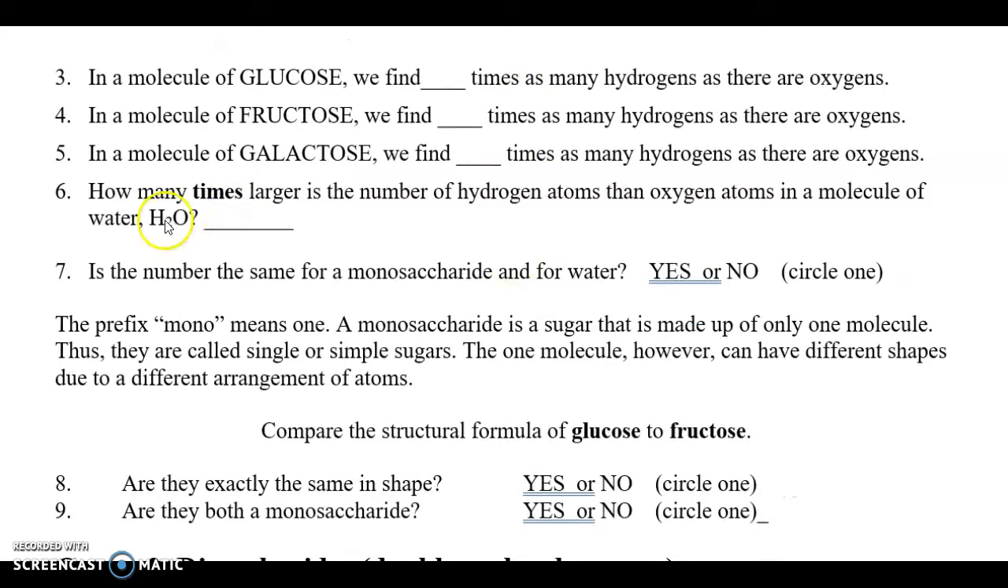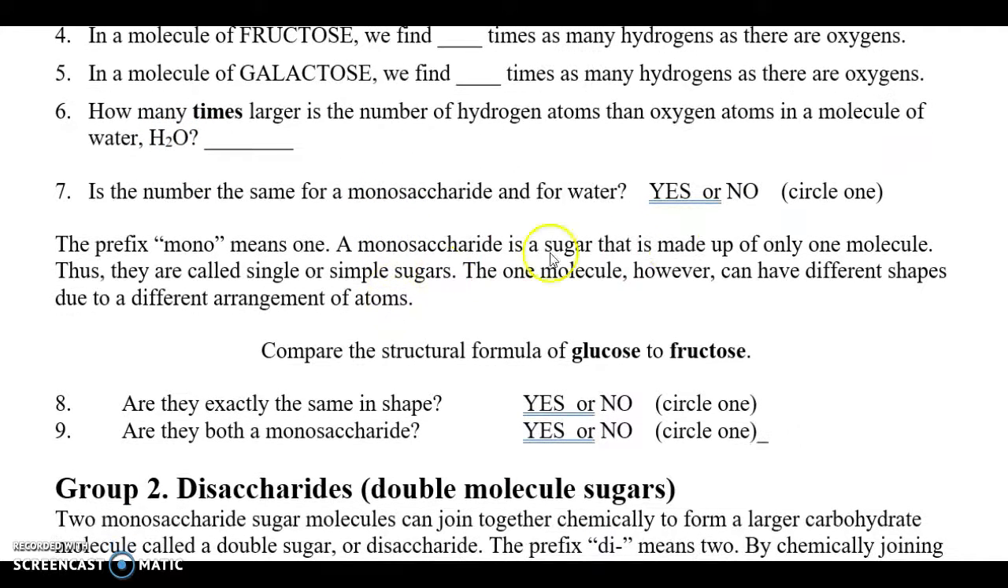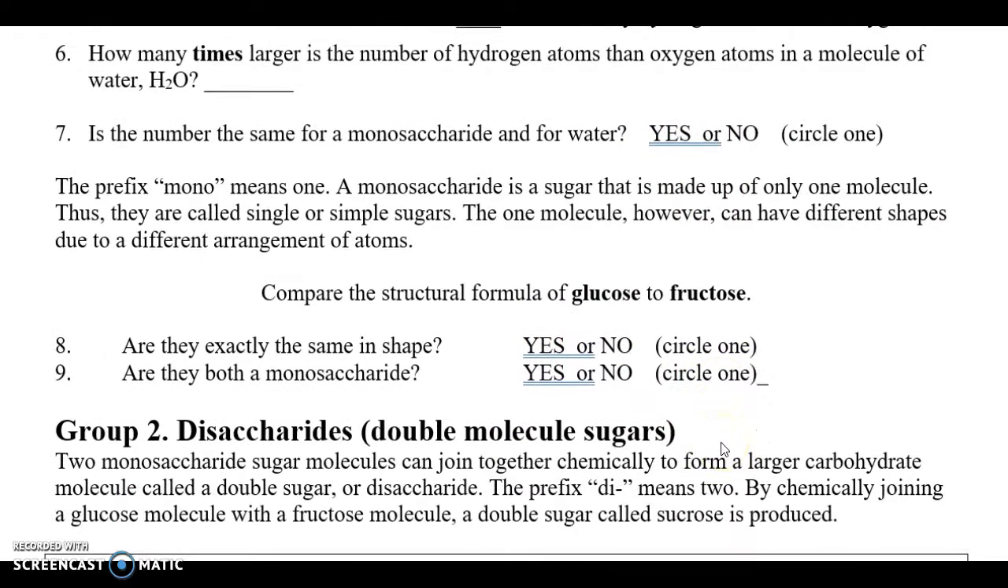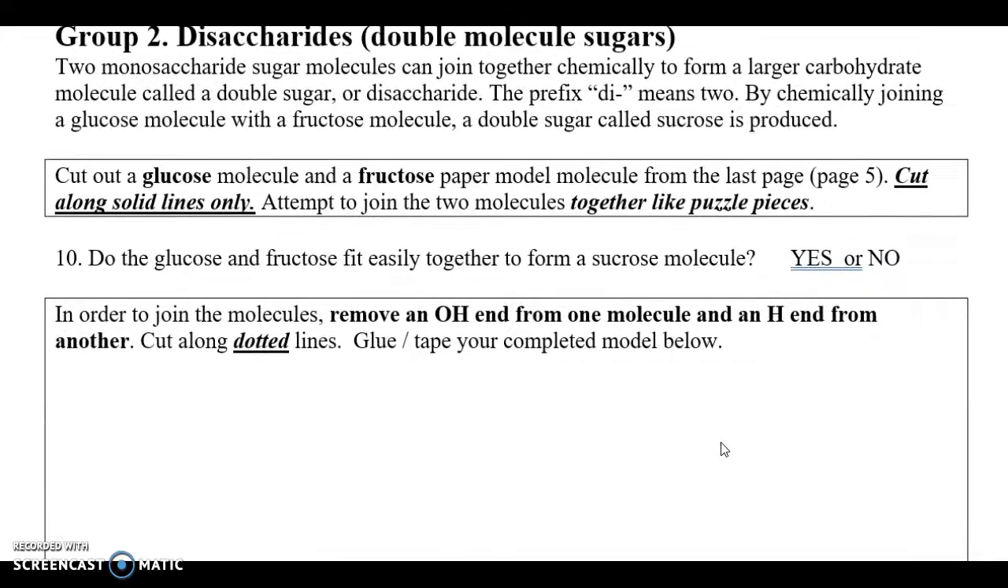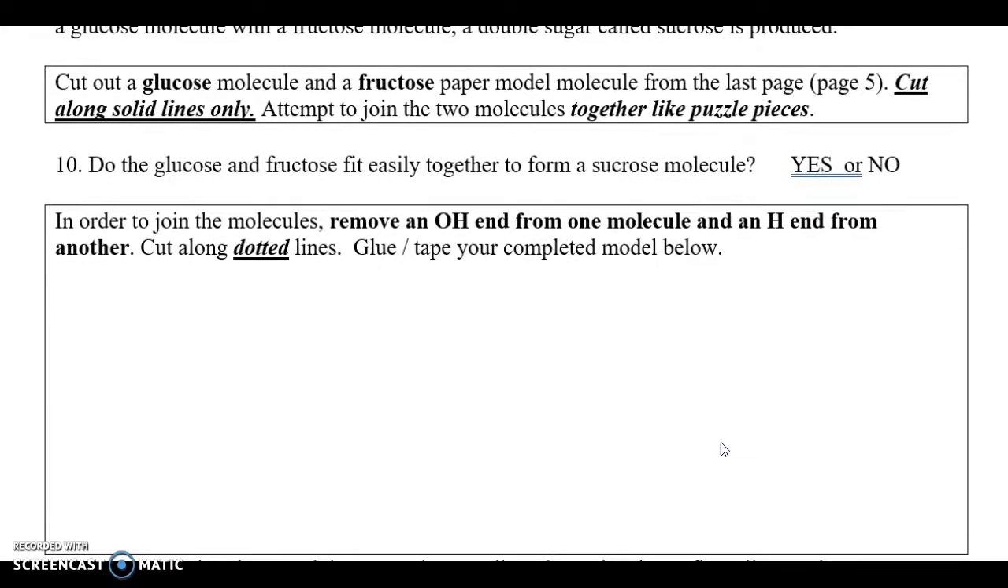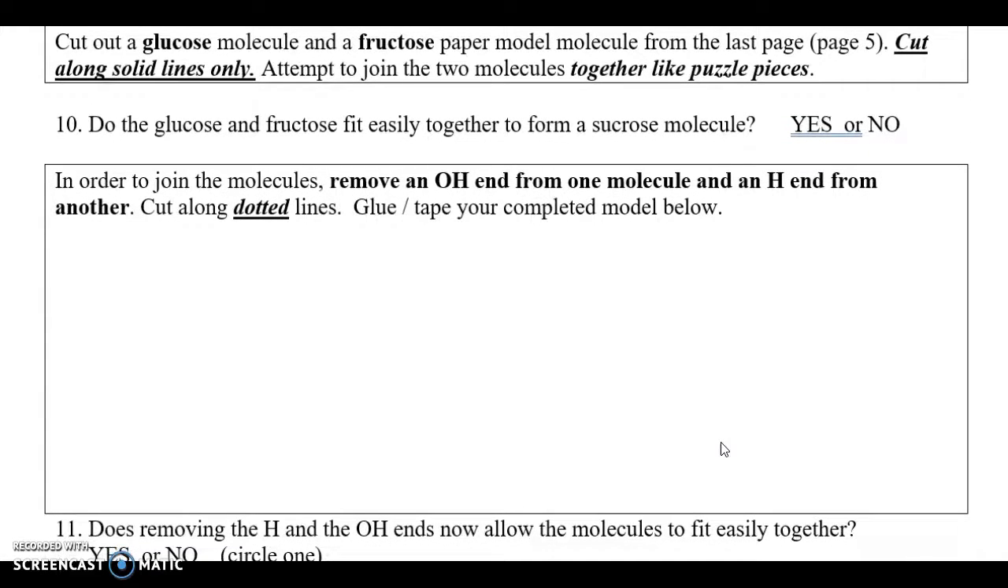You would do the same for water. So how many times greater is the number of H's than the number of O's? And then there's a lot of questions in this lab that just ask you a yes or no question. Just circle one there. Same thing down here, circle yes or no if they are the same. And then we're going to talk disaccharides, and this is where you are going to use that last page of the lab. It says, look at the paper models from the last page, cut along the solid lines only.